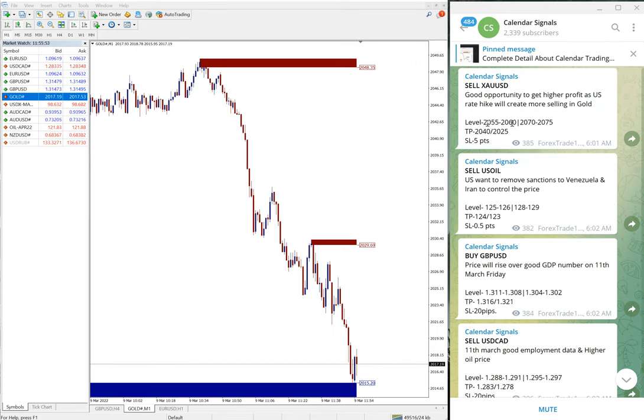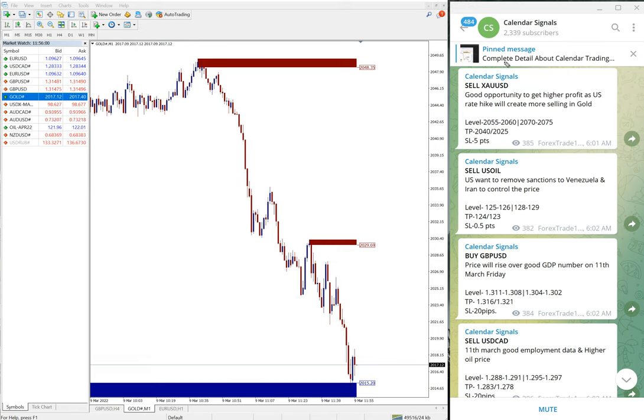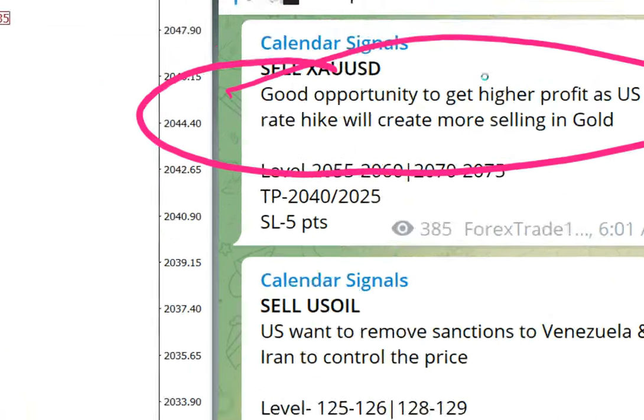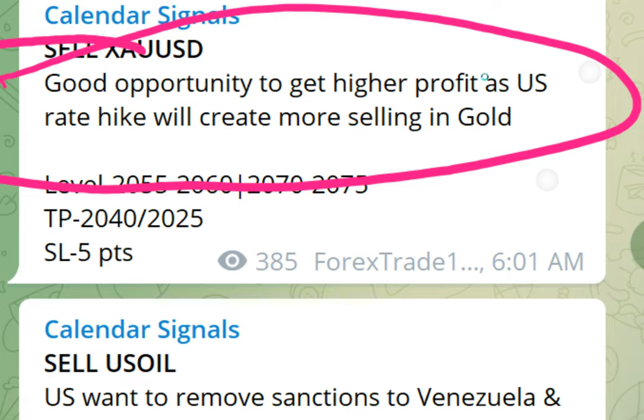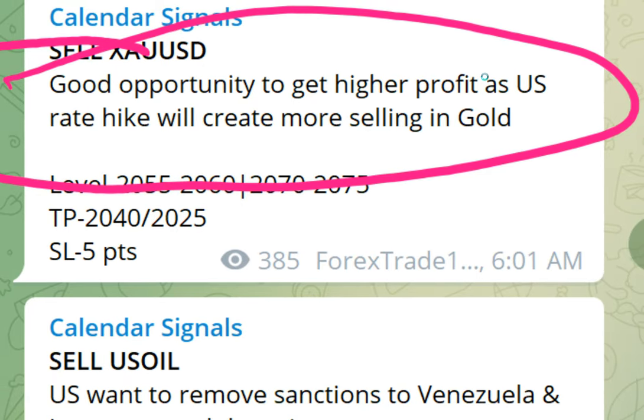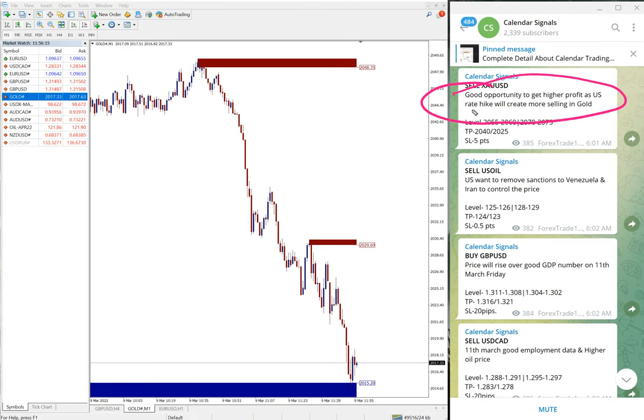And whenever we are giving the signal, we also give the reason why we are giving this particular pair. For example, sell gold, we have given sell XAUUSD. The reason we have mentioned in this section, you can see. Good opportunity to get higher profit as US rate hike will create more selling on gold. So we are expecting interest rate hike on US dollars, which in contrast will create selling pressure on gold and gold price will fall. That is what we have predicted, and we gave the signal.